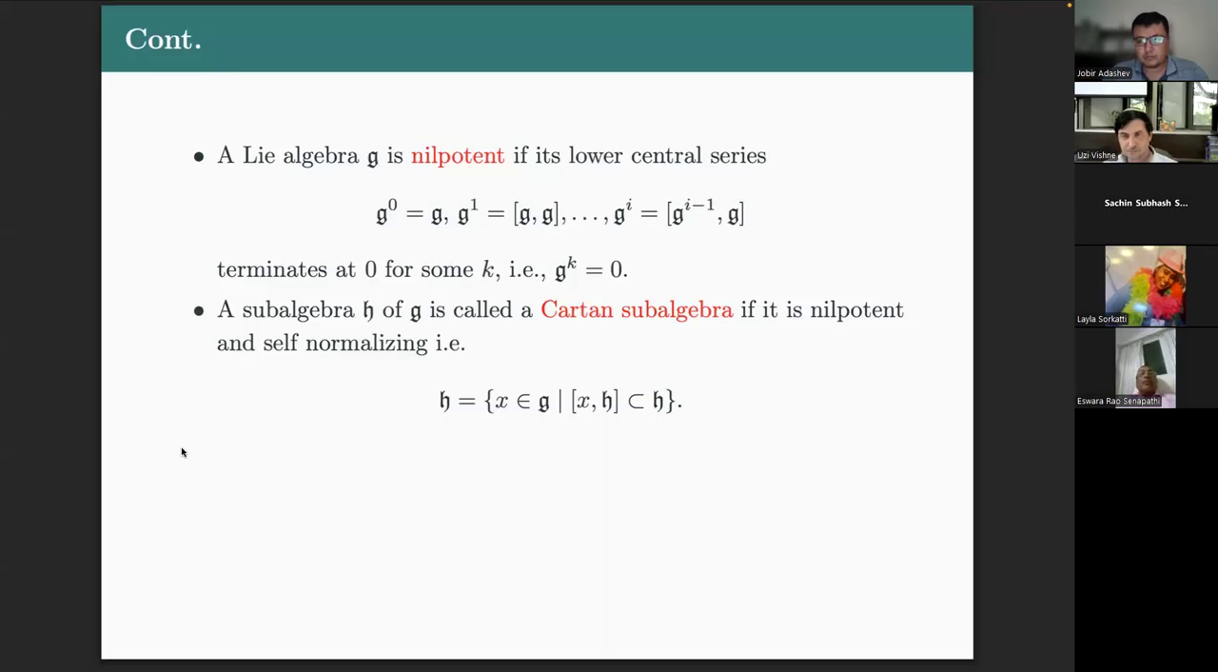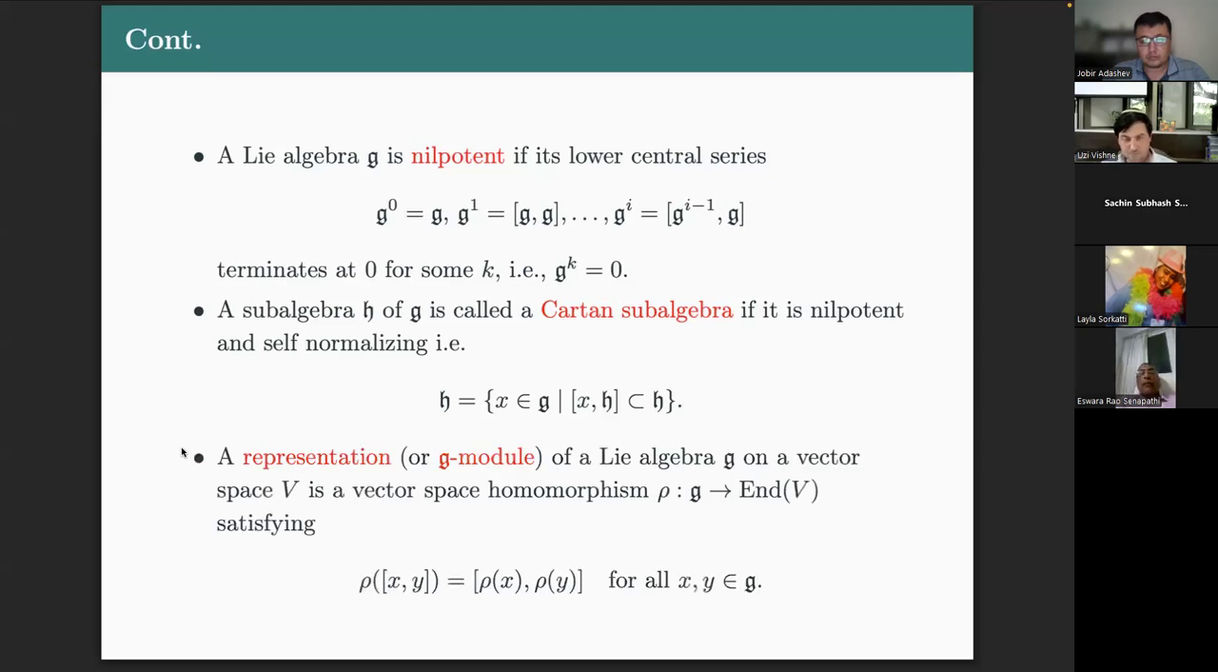A pivotal role in its representation theory is played by what is called the Cartan subalgebra. It is a nilpotent subalgebra and it is self-normalizing. That means whatever elements put an element of H inside H are indeed in H. You can always use the analog from group theory if you are more comfortable with it.